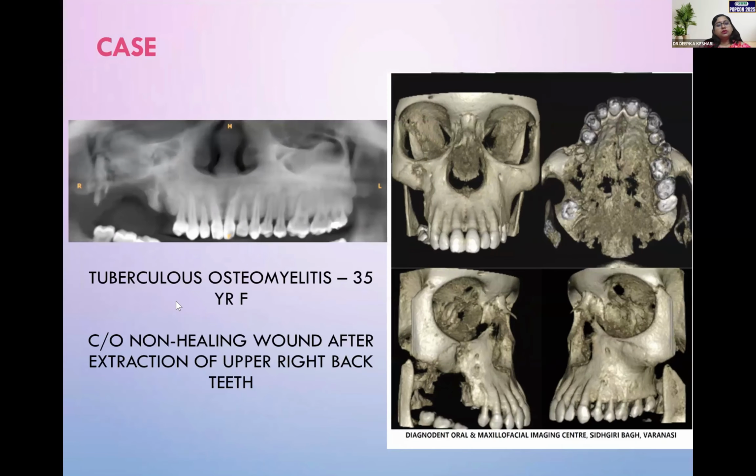This patient was 35 years old, and she was complaining of a non-healing wound after extraction of upper right back teeth. After taking a detailed history, she told us that she was a known case of tuberculosis. When we did CBCT, we could see that there was a pathologic fracture here with ill-defined destruction in this case. So actually, she had developed tuberculous osteomyelitis.